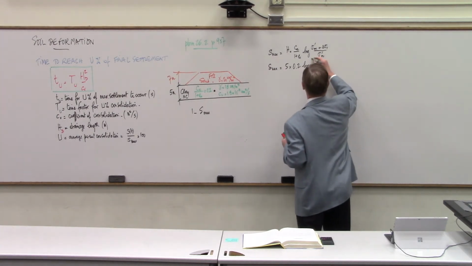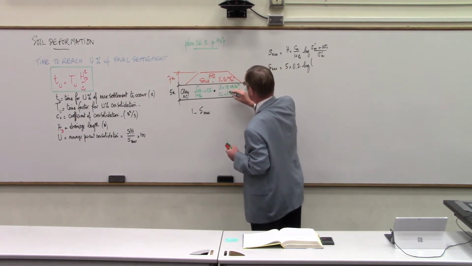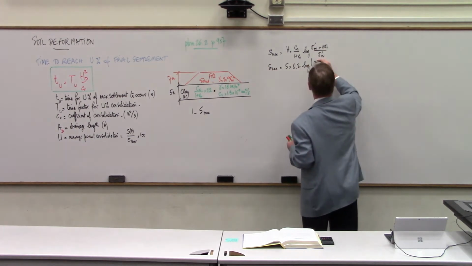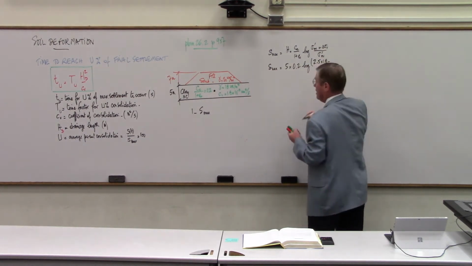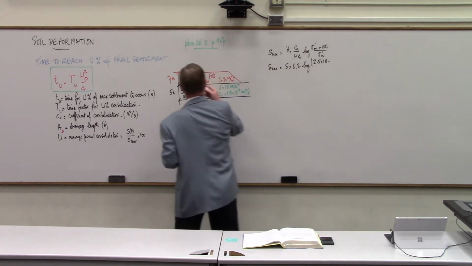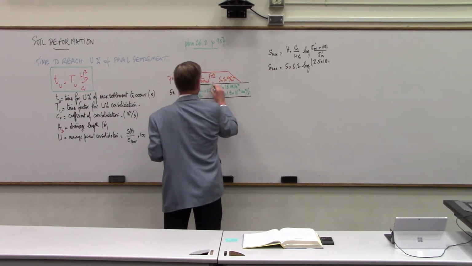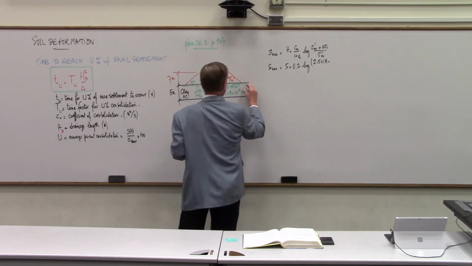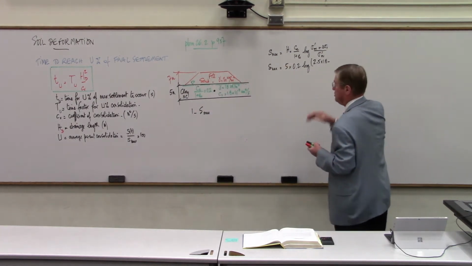So sigma prime 0v. That's 2.5 meters at 18. So 2.5 times 18 minus, and I didn't notice it, but I didn't tell you, the water level is at the ground surface. So this is typical of embankments next to rivers.